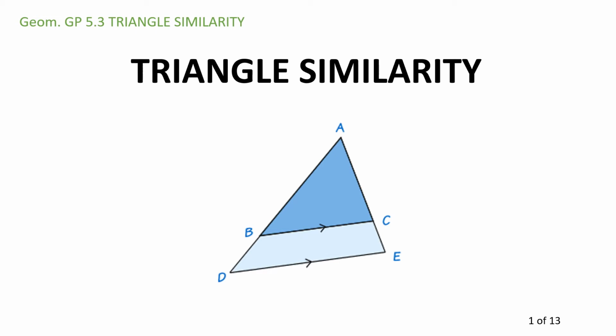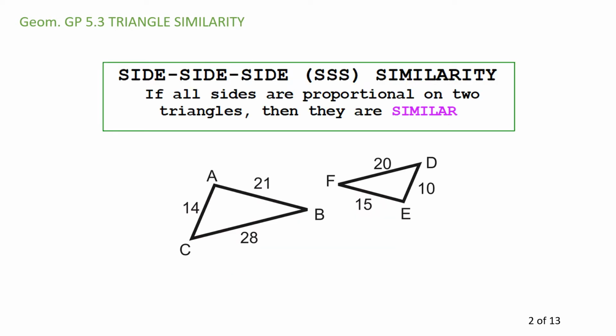Hello, geometry students. In this lesson, a continuation of triangle similarity, to be distinguished from triangle congruence. These triangles are not the same, they're not congruent, but they are similar. They have the same proportions. We've already talked about angle-angle similarity, and we're going to continue with one called side-side-side.